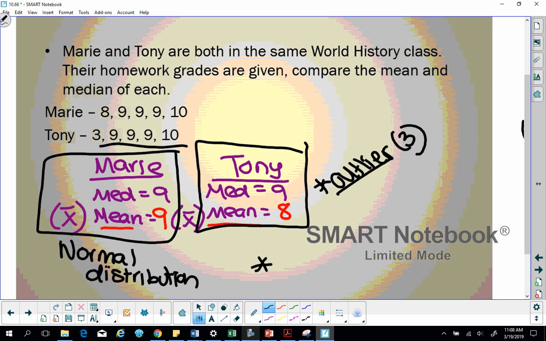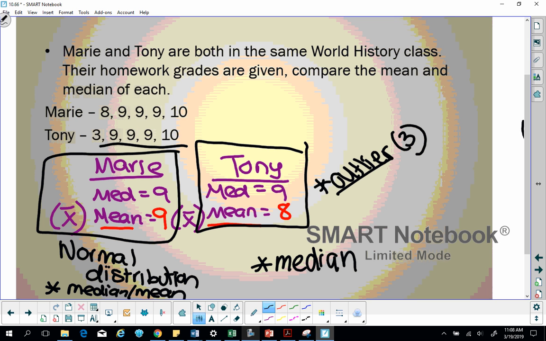When there's an outlier, we use the median. When it's normal, when they're the same, does it matter which one? No, because they're literally the same. It doesn't matter if I use the median or the mean. Does that make sense?